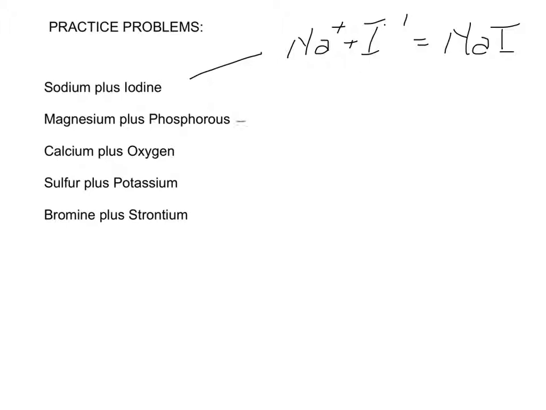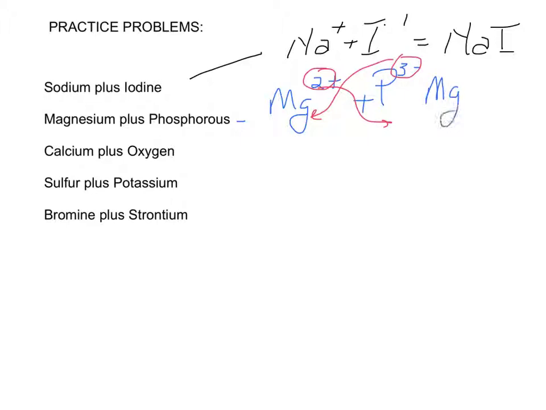Here's the next one. Magnesium, which we already stated has a 2 plus charge. We're going to add it to phosphorus, which has a 3 minus charge. Once again, figure out how many we need, or take the charge and put it at the base of the other one, and it will usually always balance out. So we need Mg3P2.